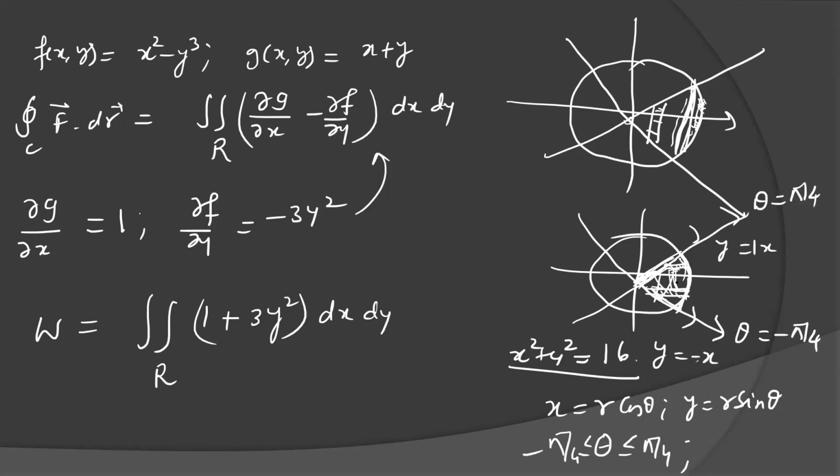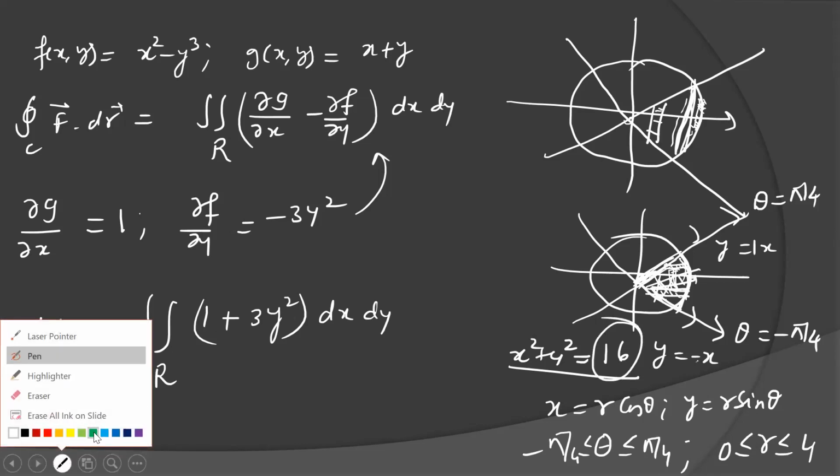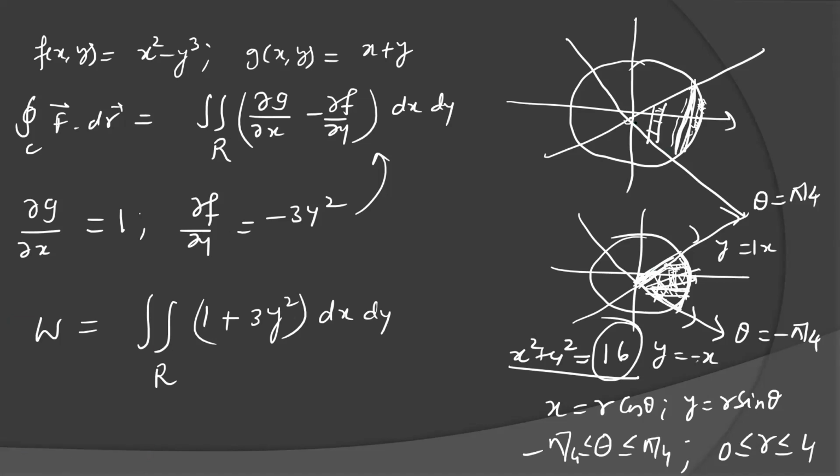What will be the r? If you draw the strip here, r will be from 0 to 4 only, because the maximum radius is 4, and r is starting from 0 to 4. If you draw the strip for r, this will be the way to calculate the r. This is the strip regarding r. So here r equal to 0 and here r equal to 4, because the radius of the circle is 4.